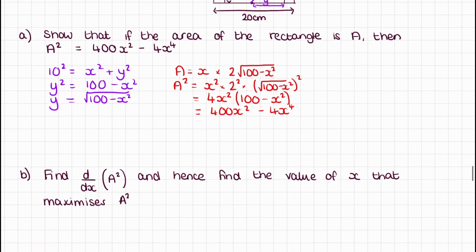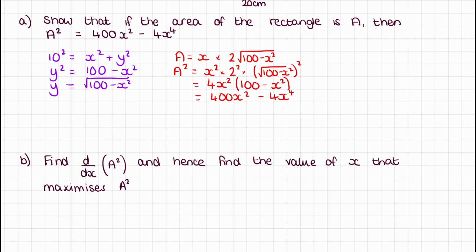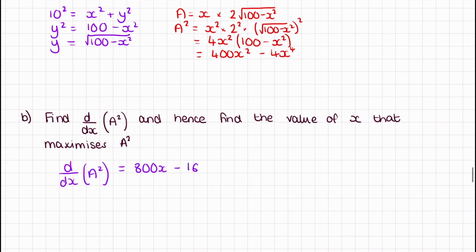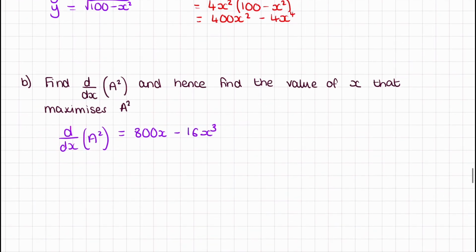Part B, find dA squared by dx, and hence find the value of x that maximises A squared. So we want to find the derivative of A squared first, and then we want to maximise it. So let's find the derivative of A squared. So the derivative of A squared would equal 800x minus 16x cubed. And we have to find the value of x that maximises. So to maximise it, remember, we need to make the derivative equal 0 to find our maximum. And when you solve this, you will find that x can equal 0, or x could equal plus or minus root 50.